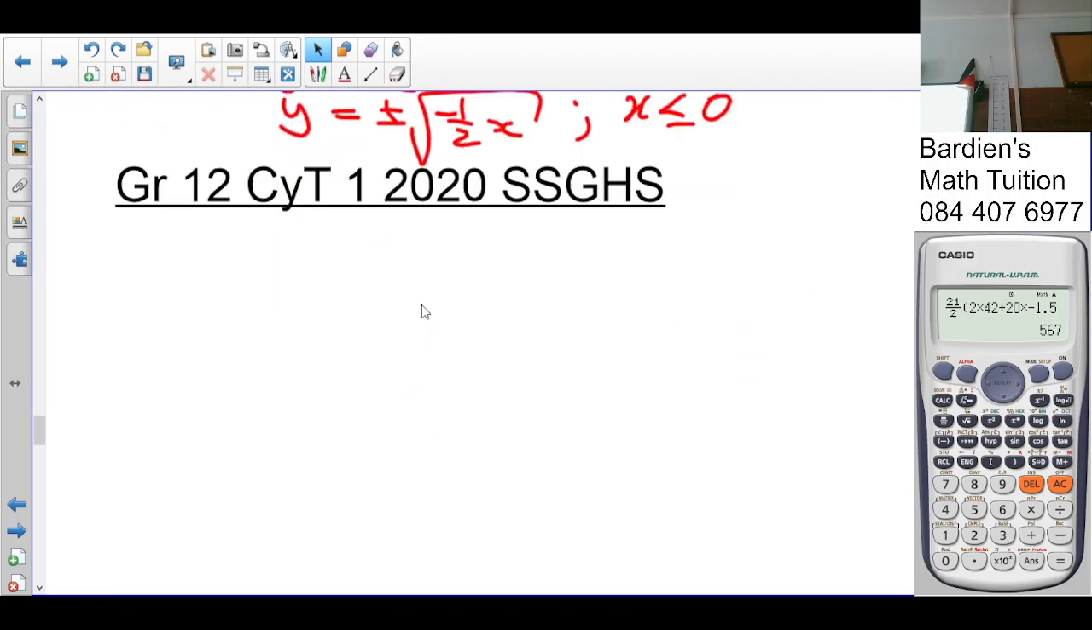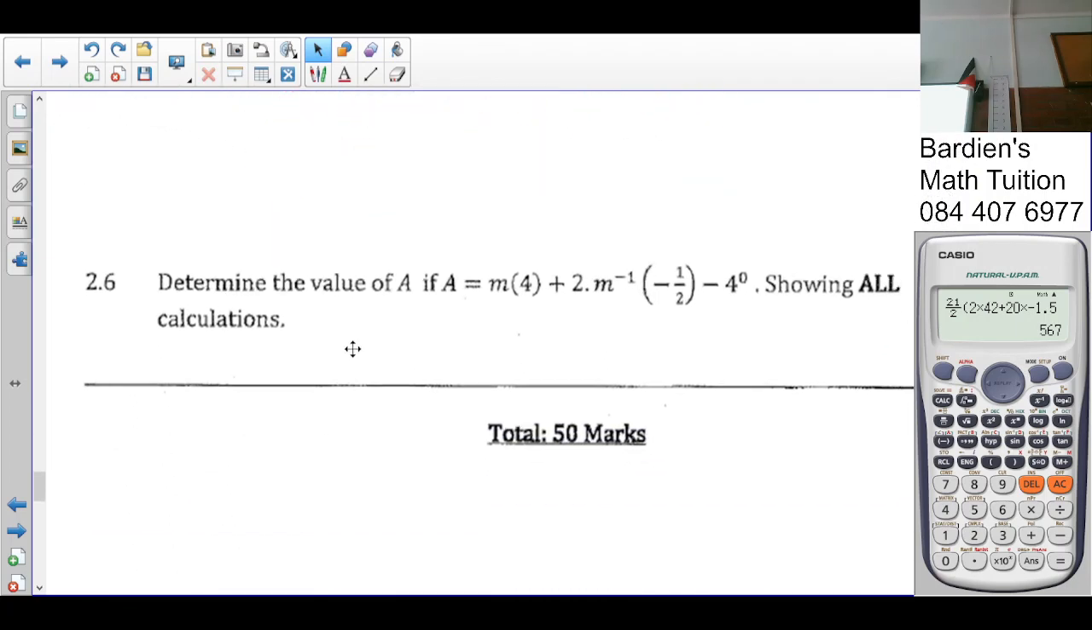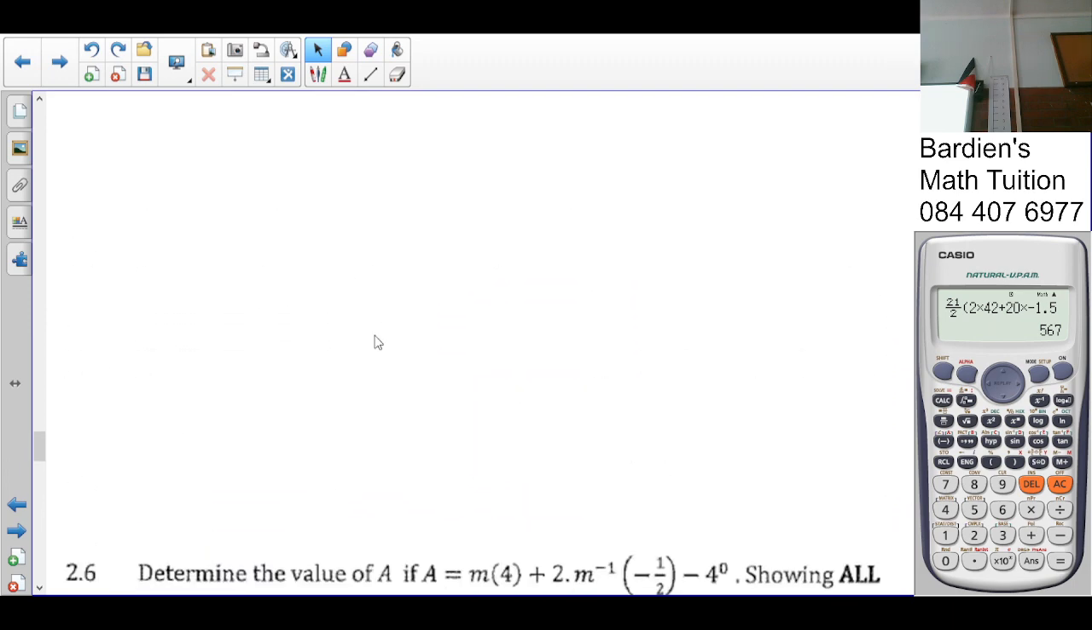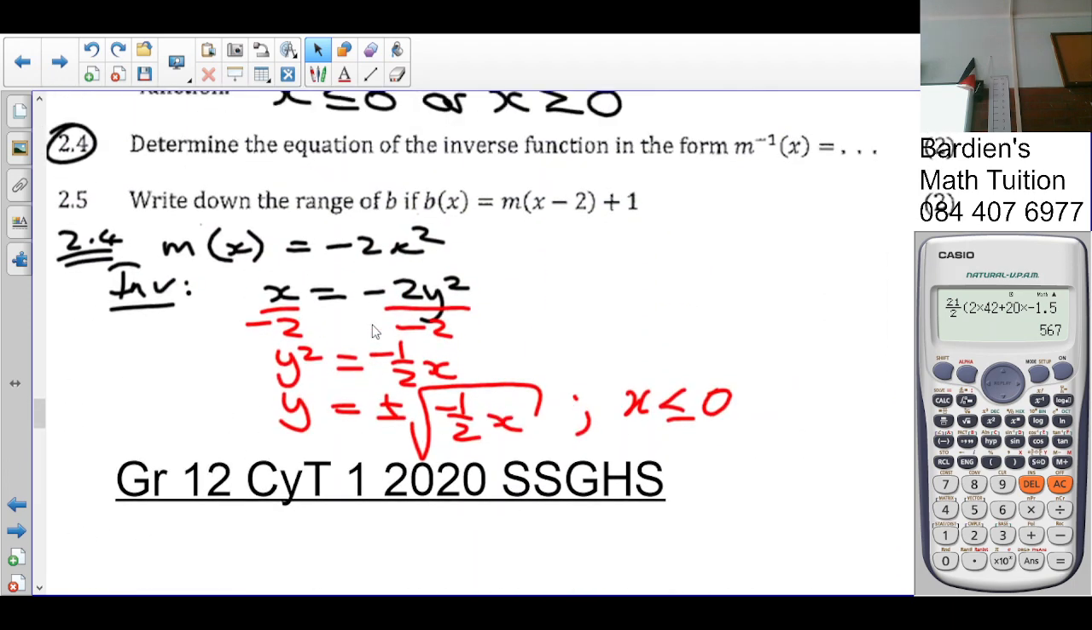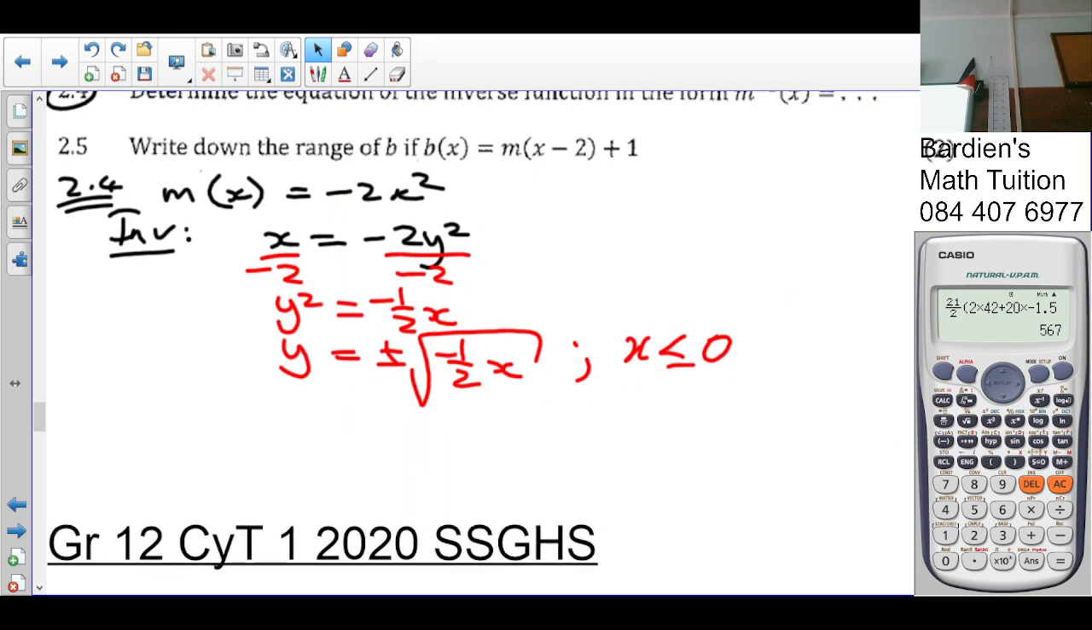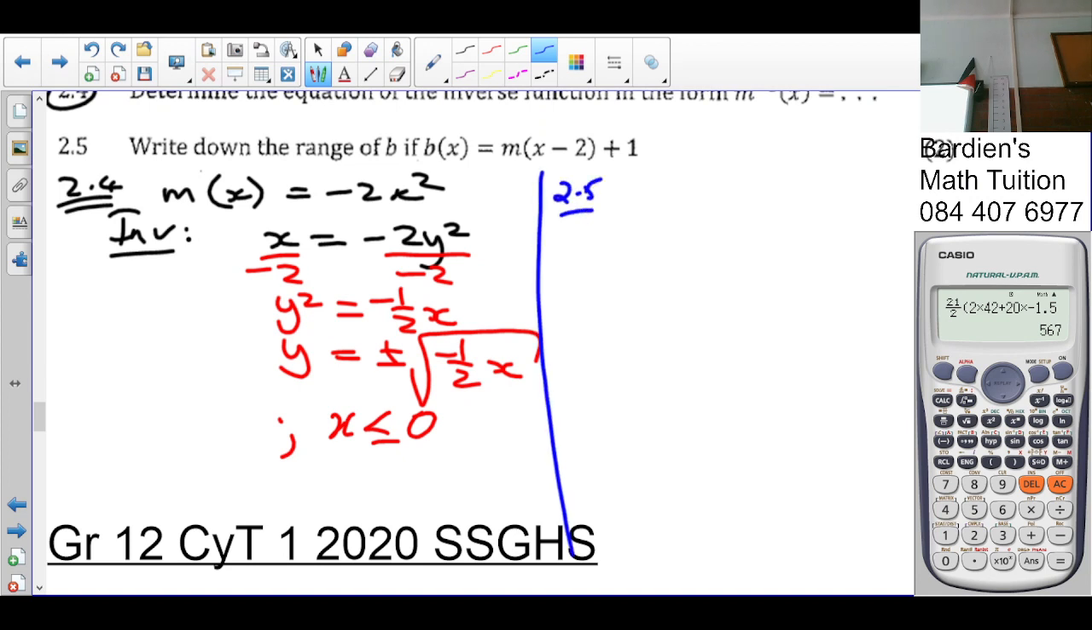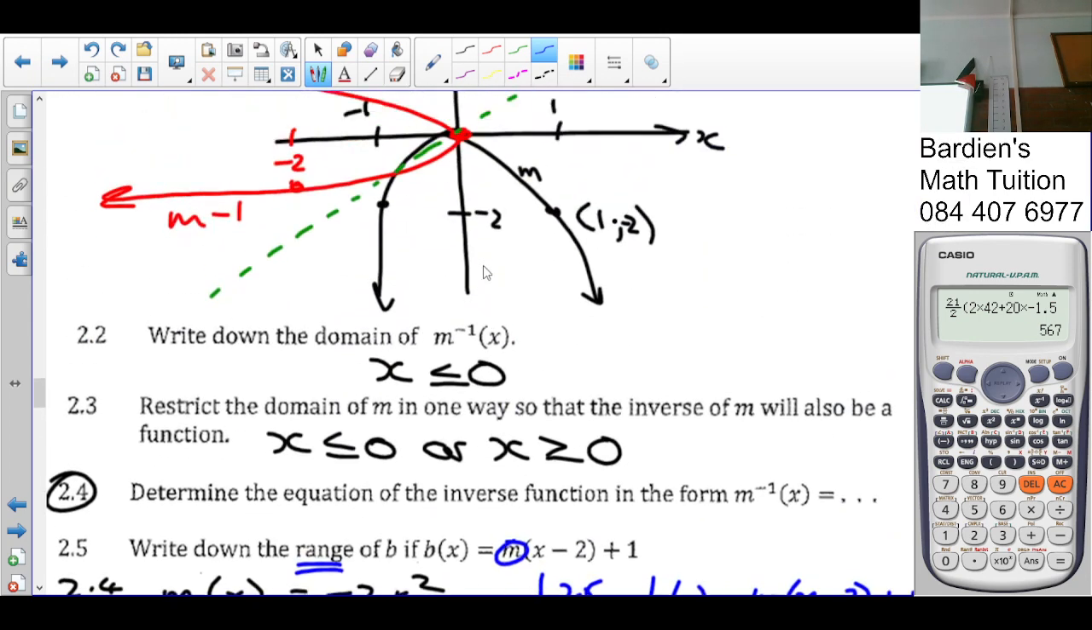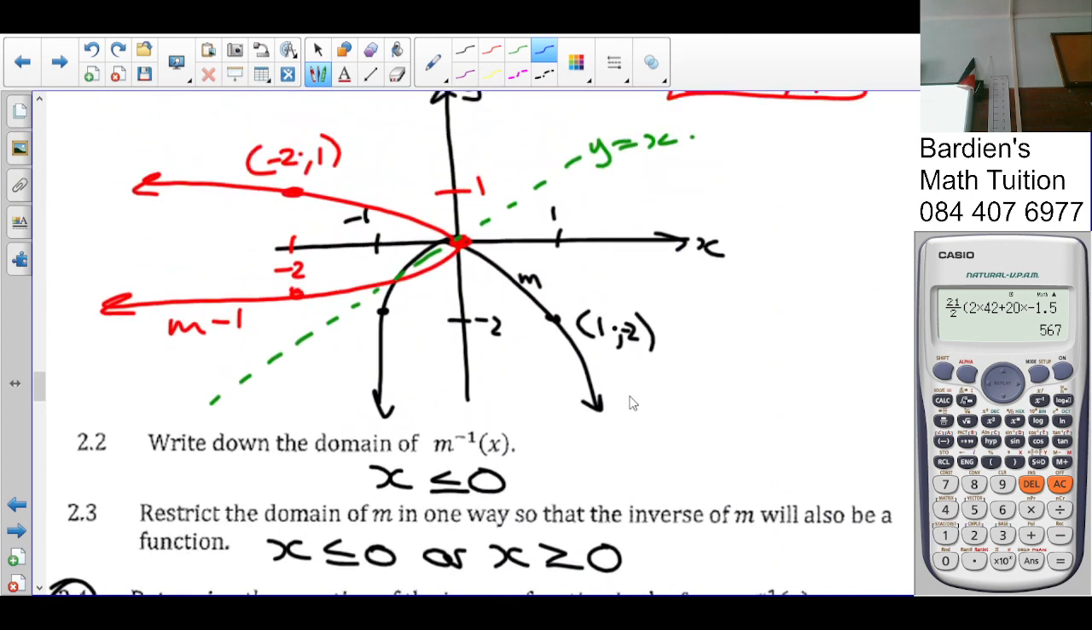And then 2.5, we need that, but I don't think we need the graph for it. Question 2.5 says, write down the range of b if b of x is equal to m into x minus 2 plus 1. So the question you must ask yourself, what is the range of m of x? Range is all possible y values. So what is your range of m of x as it stands here? Y is less than or equal to 0.